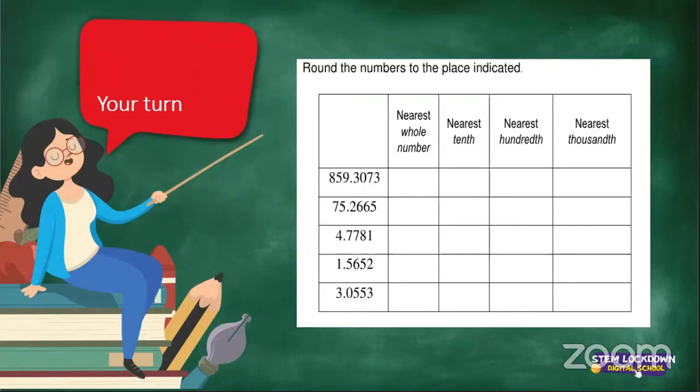Can we do it row by row, please? If we're starting with 859, then we move to the nearest tens, the nearest hundreds, and the nearest thousand.